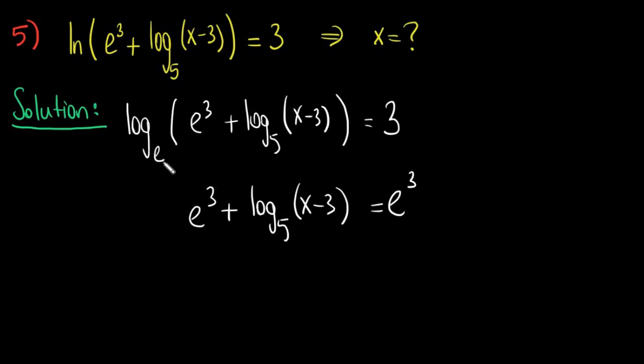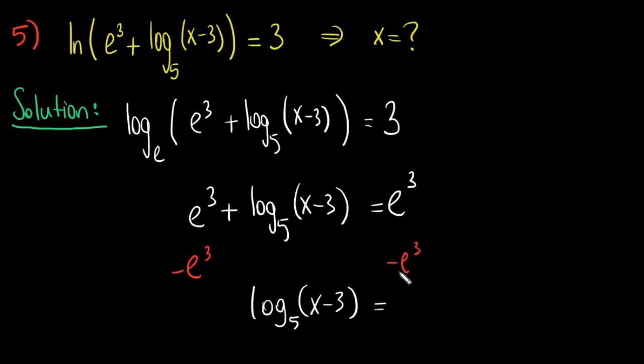So if I subtract e cubed from both sides, then on the left, I'm going to be left with log base 5 of (x minus 3).